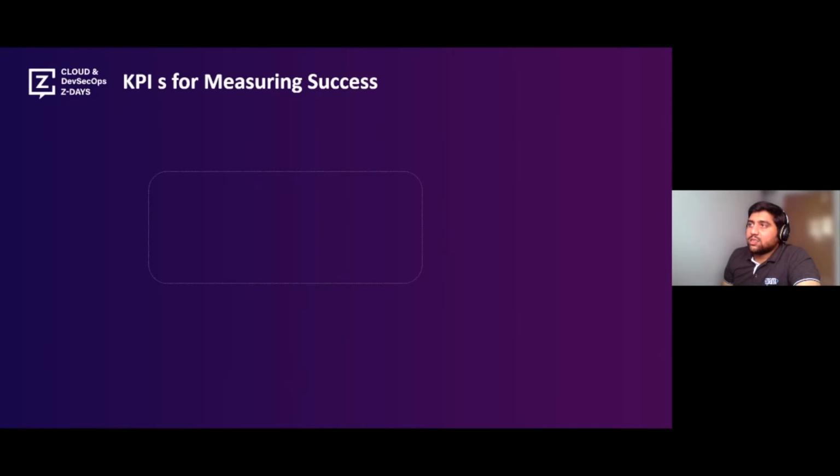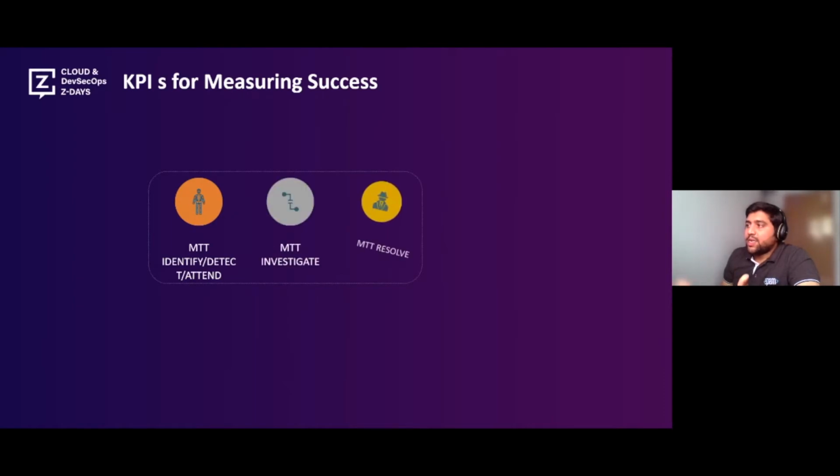And how do we measure the success of an AIOps implementation? We have certain KPIs to measure the success of an AIOps solution, where we have mean time metrics: mean time to identify, mean time to investigate, and mean time to resolve. If these improve, it shows the state of the system is becoming better, and it represents that the implementation is succeeding.